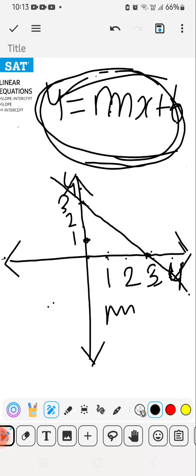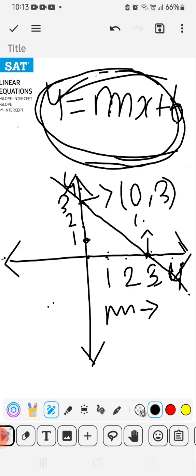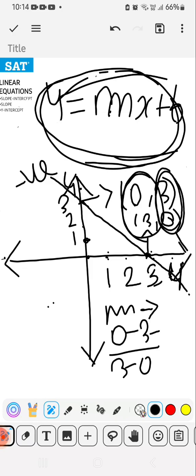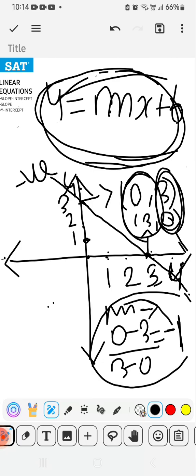So what would be the slope of this graph? Here the coordinates are (0, 3), and here the coordinates are (3, 0). So y2 minus y1, and the slope is negative because it goes downward from left to right. So it would be 0 minus 3 over x2 minus x1, 3 minus 0, which is minus 1. So the slope is minus 1.